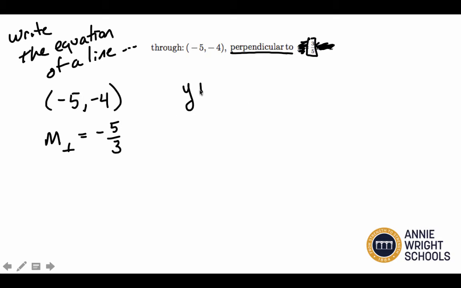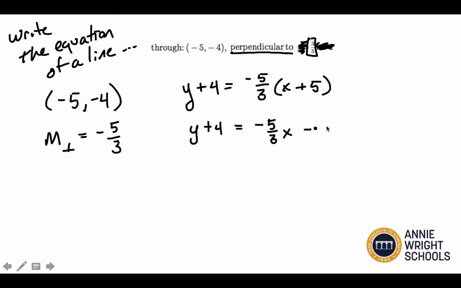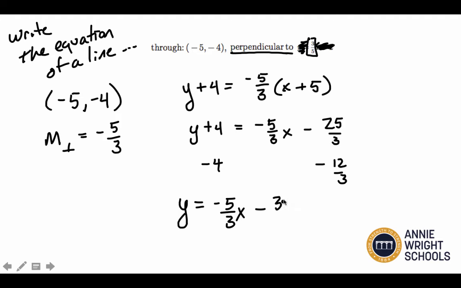So now y plus 4, using point-slope form, equals -5/3 times x plus 5. If we needed to get to slope-intercept form, distribute the -5/3. I like this example because the numbers won't be that nice. 25/3. Subtract 4, subtract 12/3, right? Subtracting 4 is just subtracting 12/3. And you get y equals -5/3 x minus, what is that? 37/3. And you're done.